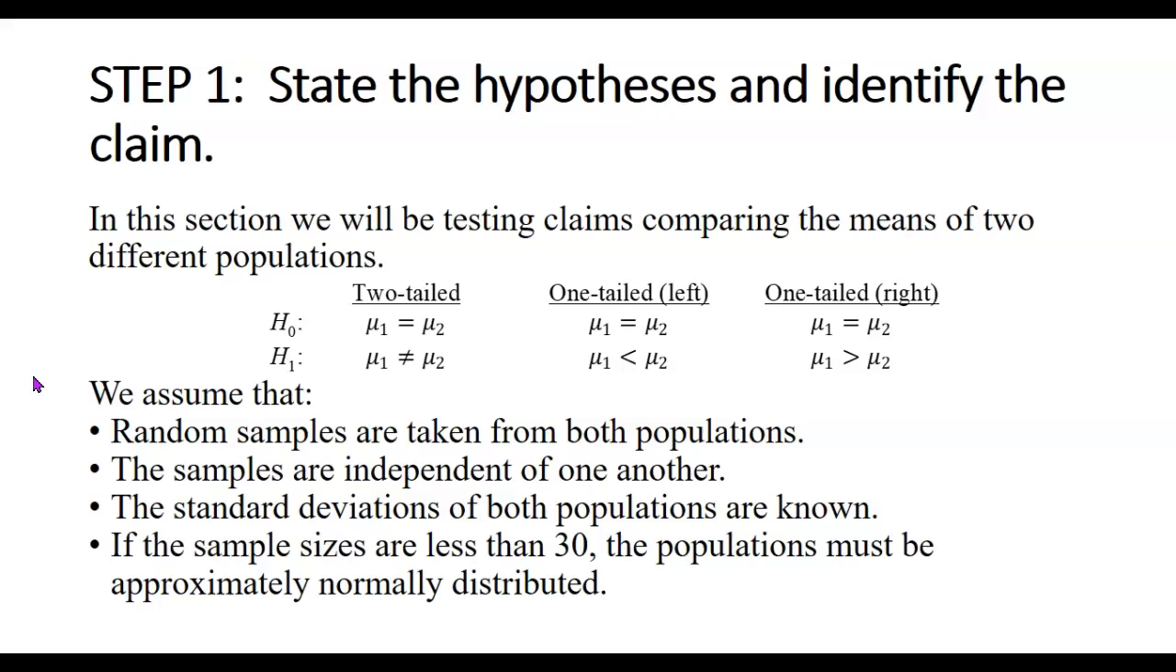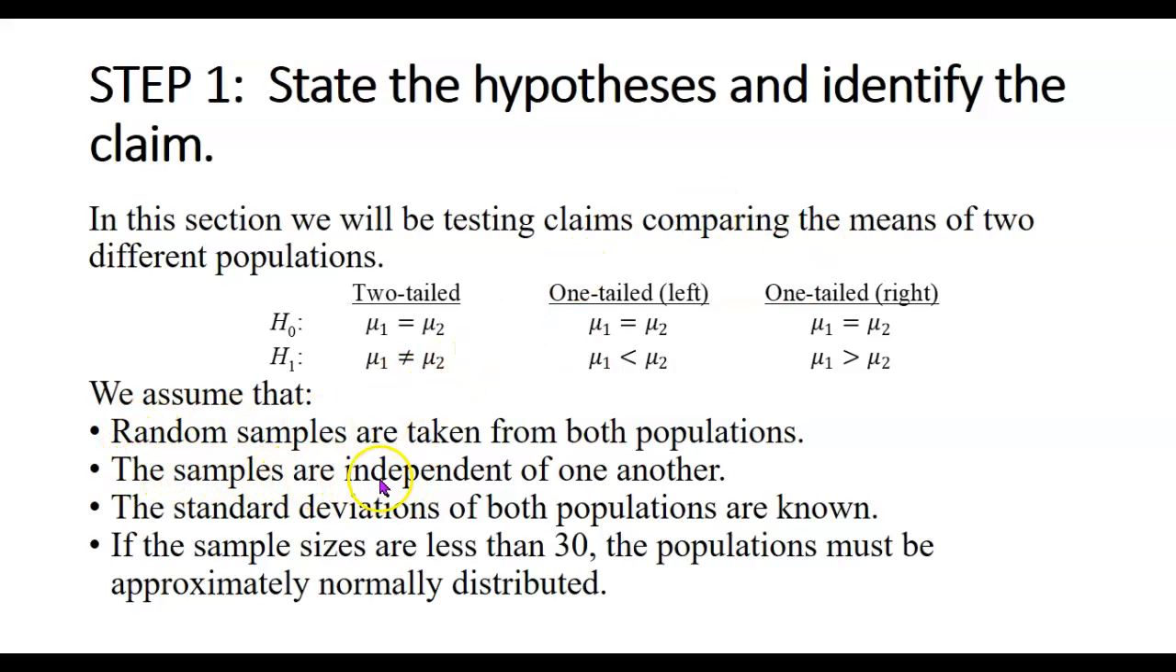And in the problems that we'll be doing in this section, we will assume that random samples are taken from both populations. The samples are independent of one another. In a minute, I'll come back and say what that means. The standard deviations of both populations are known. So we know the population standard deviation for both groups. If we didn't, we'd have to do a t-test, and we won't cover that, but that is one of the sections that we're not doing. And if the sample sizes are less than 30, the populations must be approximately normally distributed.